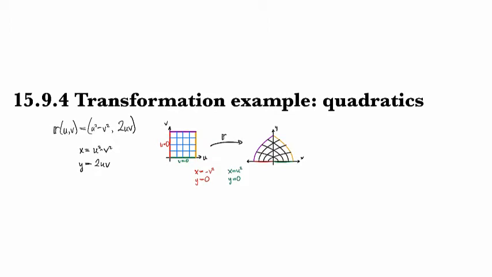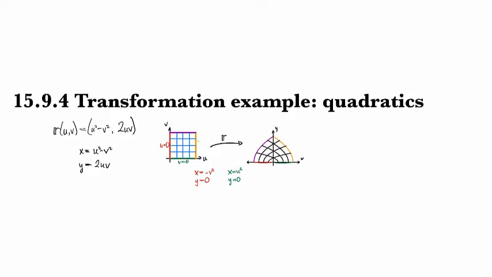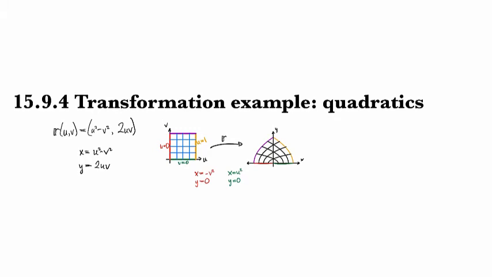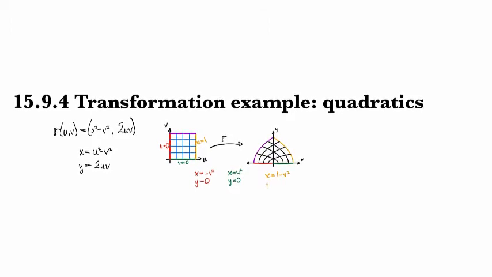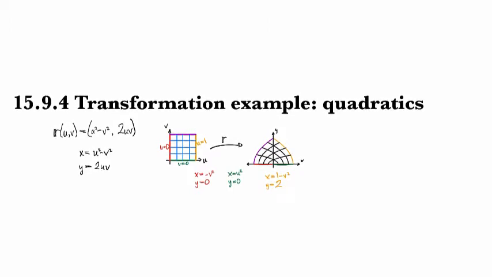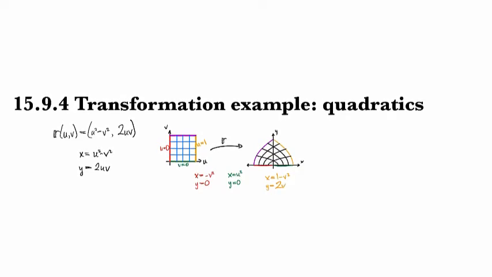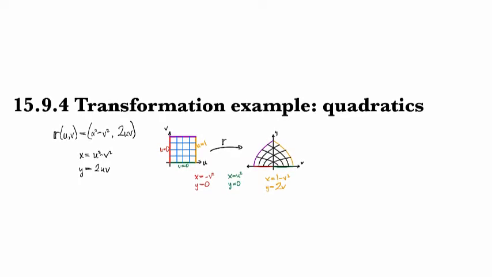Okay, now what about the orange here? This is where u equals 1. So that means we're looking at the curve where x is equal to 1 minus v squared and y is equal to 2v. And that's going to be a parabola opening toward the left, because this is negative.